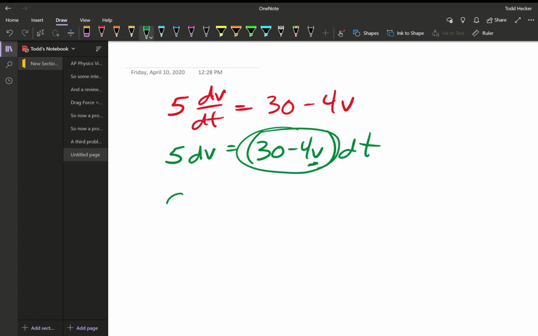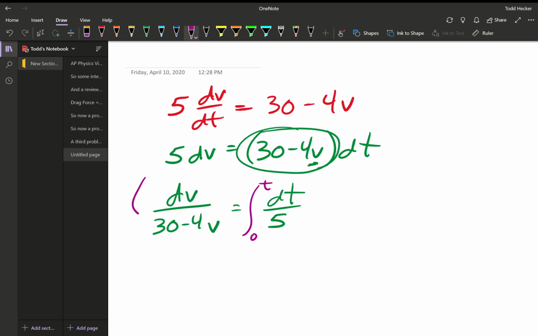So I'm going to get dv over 30 minus 4v equals dt over 5. Now we're going to integrate this. We integrate from 0 to t, and from our initial velocity, which was 0 this time, up to our velocity at time t.